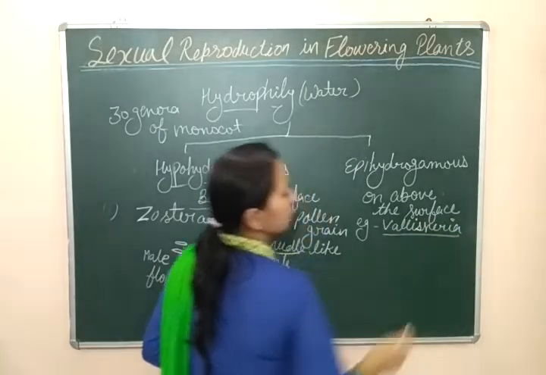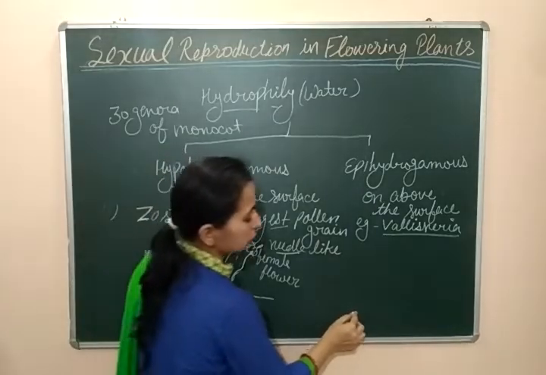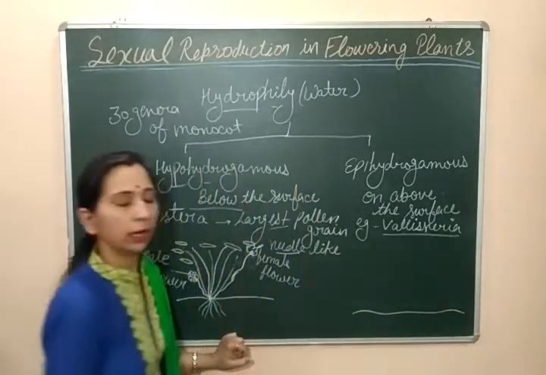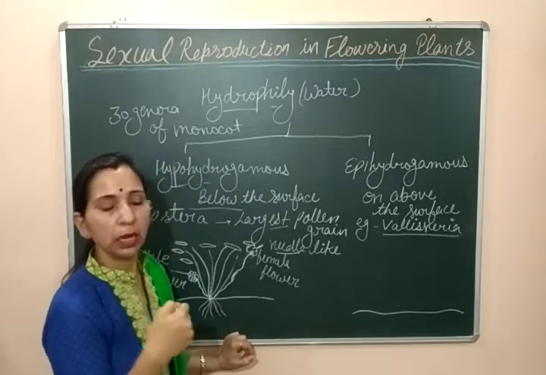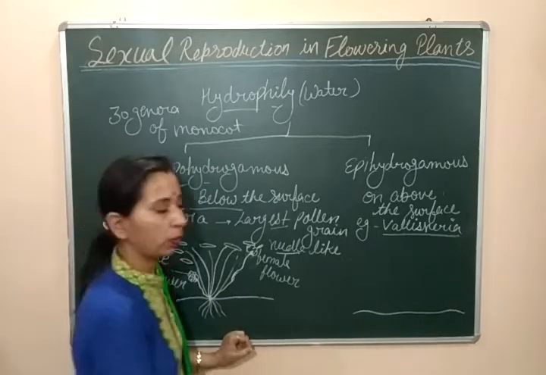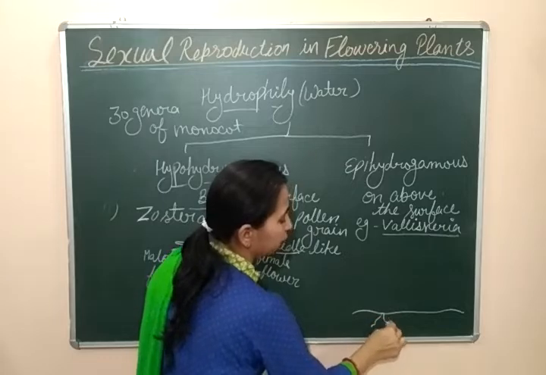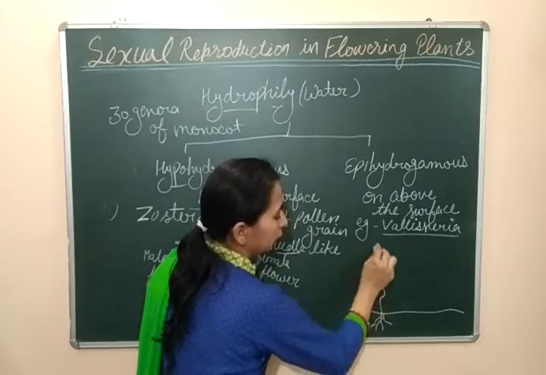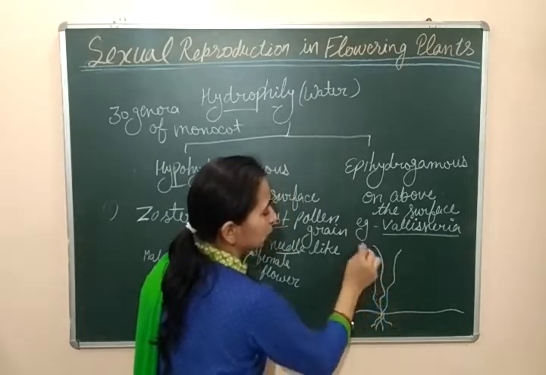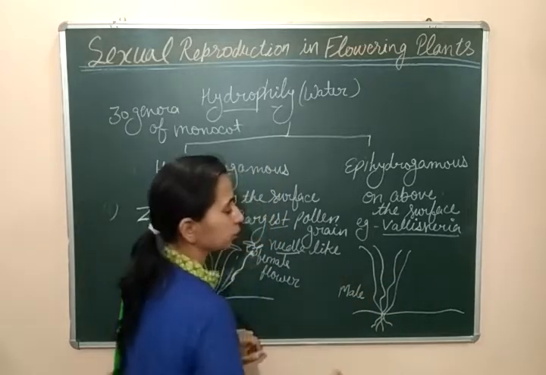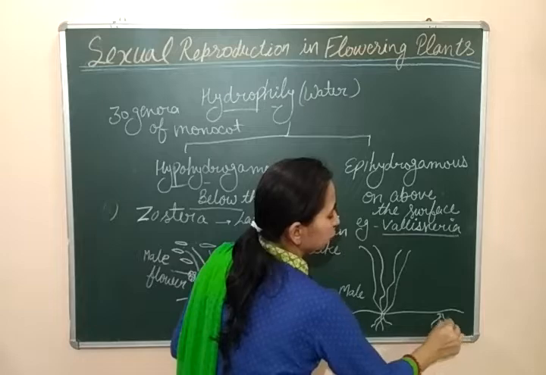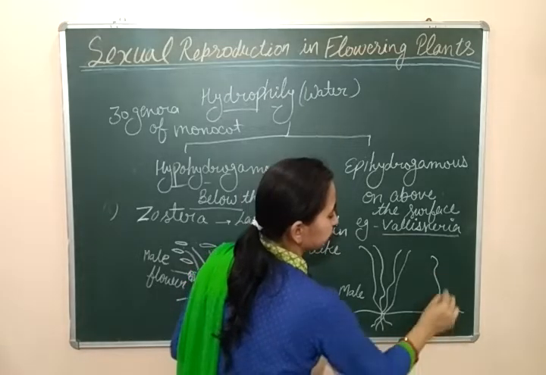In the case of Vallisneria, what happens? Let's see. This plant is also a submerged flower. This Vallisneria plant has male and female flowers on different plants. They are not present on the same plant. They are different, and they have long needle-shaped leaves. This is the male flower, and here we will draw the female flower.